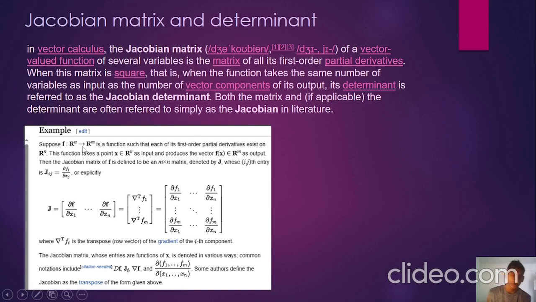Suppose f: Rn to Rm is a function such that each first order partial derivative exists. This function takes x in Rn as input and produces the vector f of x in Rm as output. Then the Jacobian matrix of f is defined as an m by n matrix, denoted by J, as follows.